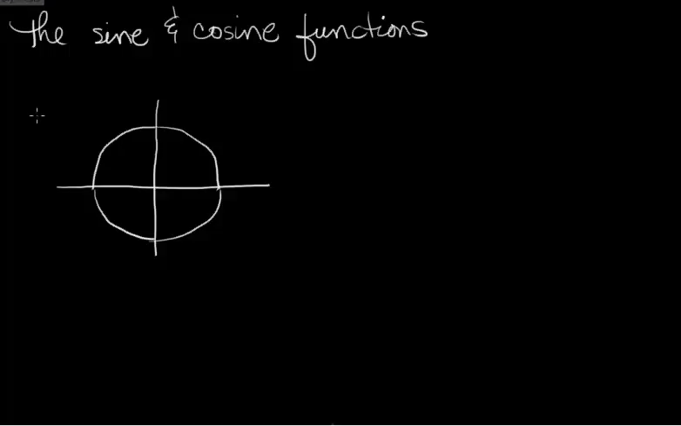Let me write the equation here. This is the unit circle: x squared plus y squared equals 1. We're going to use that unit circle to determine the values of sine and cosine. So here's how we do it.